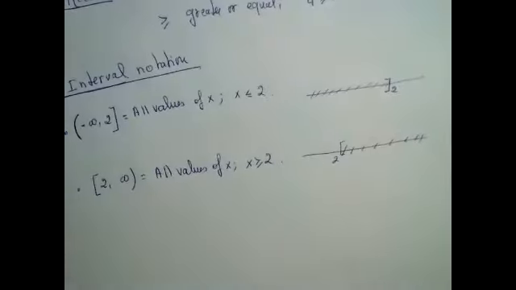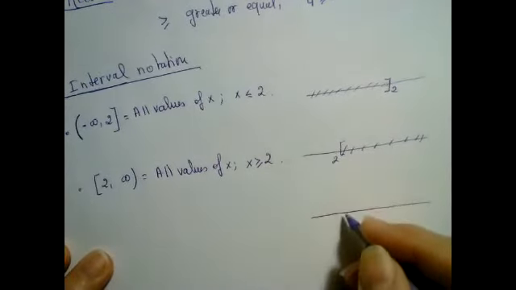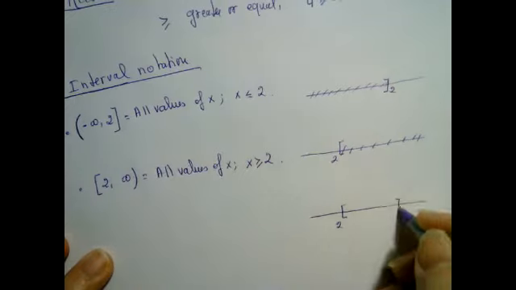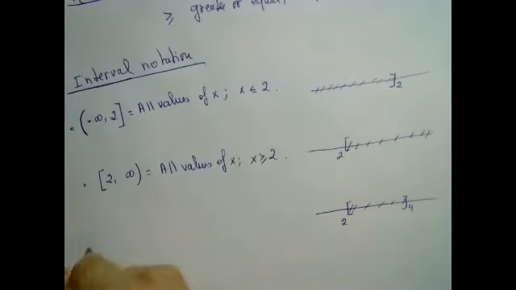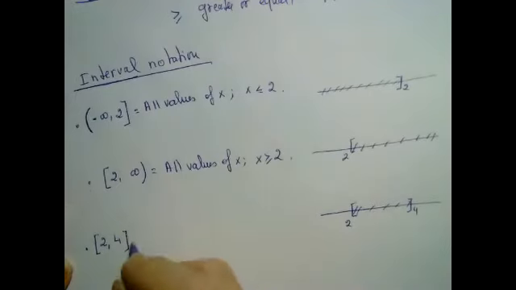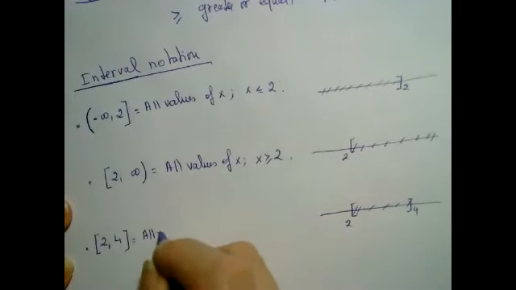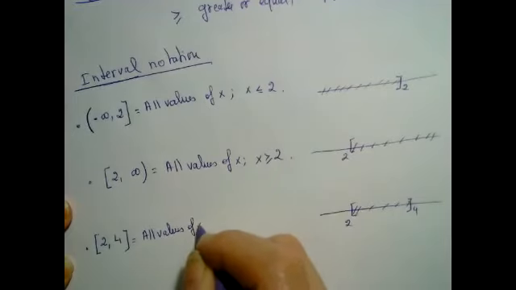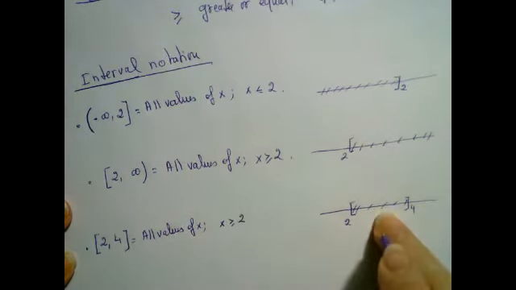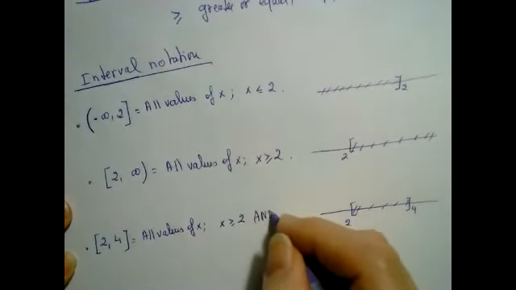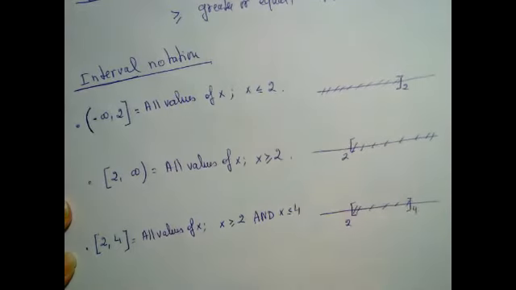Now, suppose you want to tell me everything between 2 and 4. So you want to describe this interval for me. Everything between 2 and 4. What's the interval notation for it? Close at 2 and 4. This notation means all values of x that have the following property: x is larger than 2 and x less than 4. Okay.